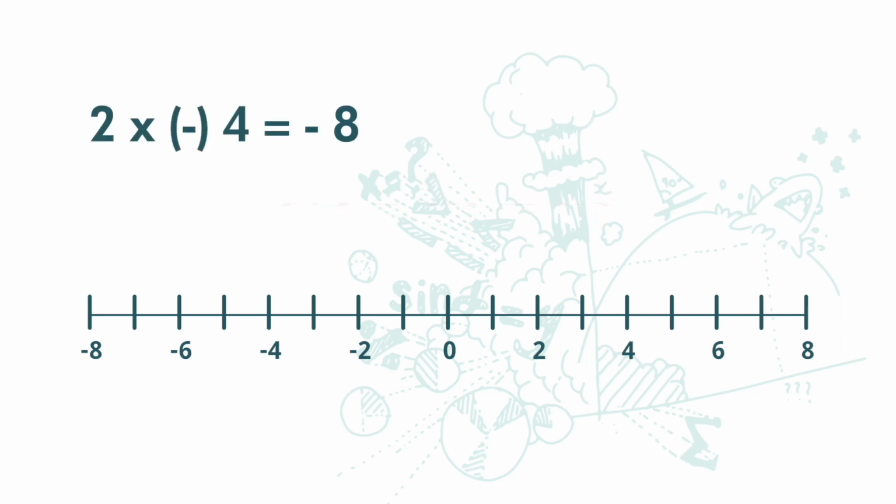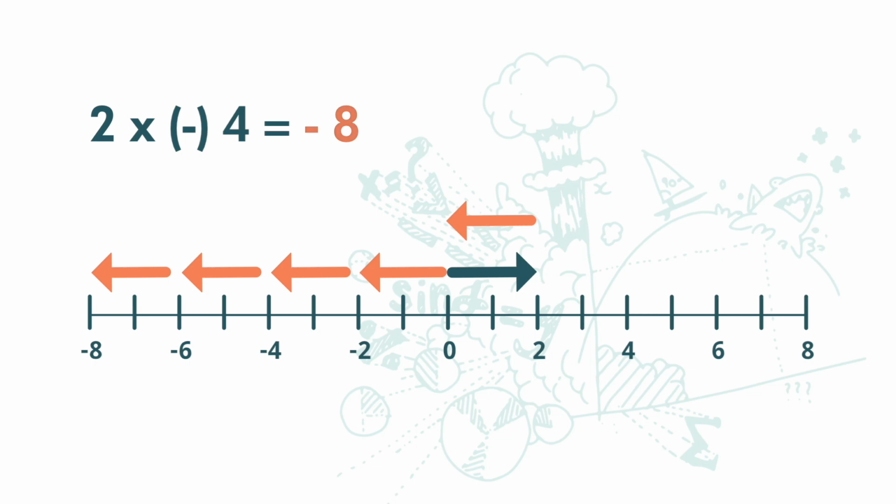Next, we have 2 times -4 is equal to -8. Again, 2 is the arrow in dark blue, but now we have times -4. With negative, we are going to reverse the direction of the arrow, and then times 4, meaning adding the same number 4 times. 1, 2, 3, 4. So we get -8. So here we can see that when a positive number is multiplied by a negative number, we get a negative number.